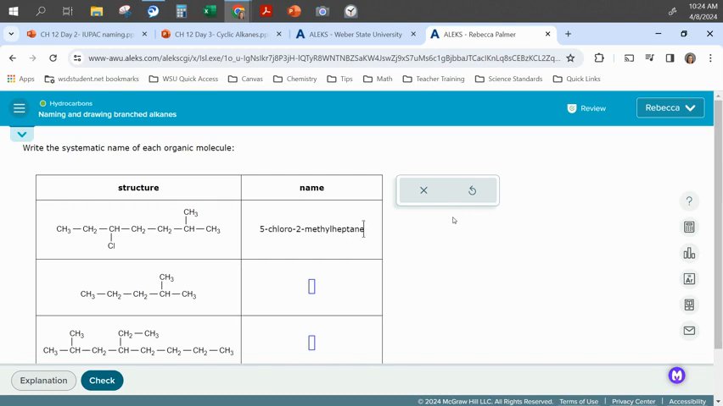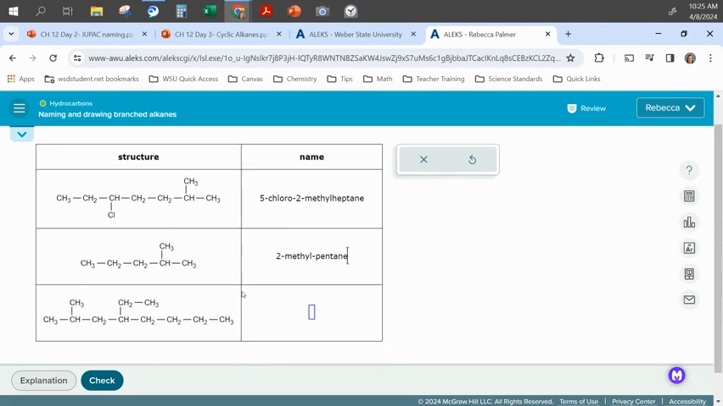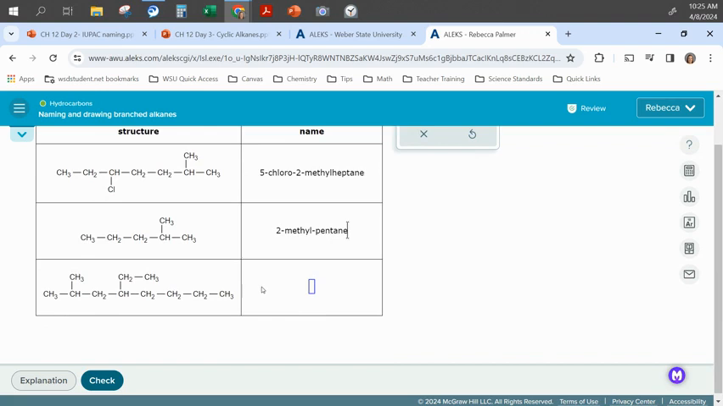Great. All right. 1, 2. Okay, I'm going this way. 1, 2. So this methyl group is at the 2 position. 2 dash methyl dash. The parent chain is 1, 2, 3, 4, 5 pentane. Okay, last one on this.